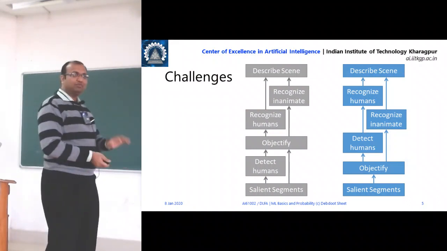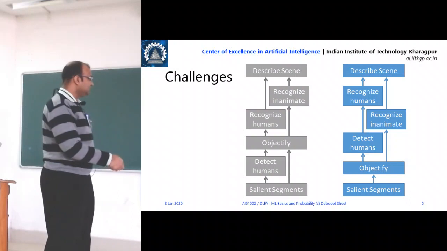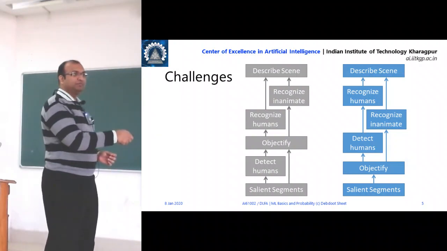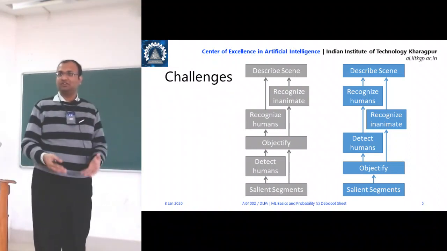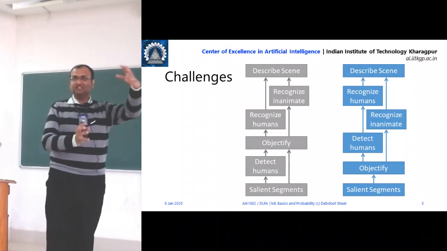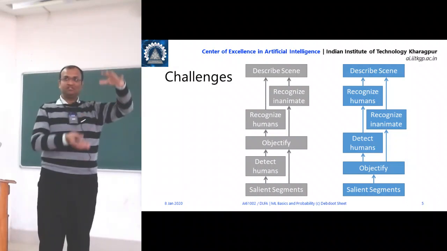The only place where you cannot change the ordering is that salient segment cannot go on top, because that's the starting point. Scene description cannot come in between, because until you have everything done on the vision side of it, you cannot describe the scene. That's the only hinge. But in between, a lot of these blocks can be moved.